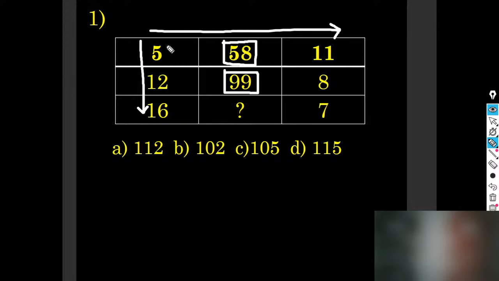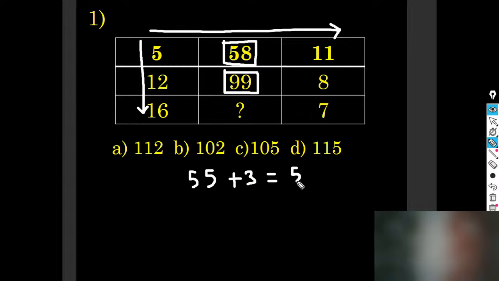So if you observe row wise, we have 5, 58, and 11. So 5, 58, and 11 means first you can multiply 5 and 11. If we multiply 5 and 11, we get 55, but we have 58 there. So let us add 3 to it. 55 plus 3 is 58. Now we are getting the answer.